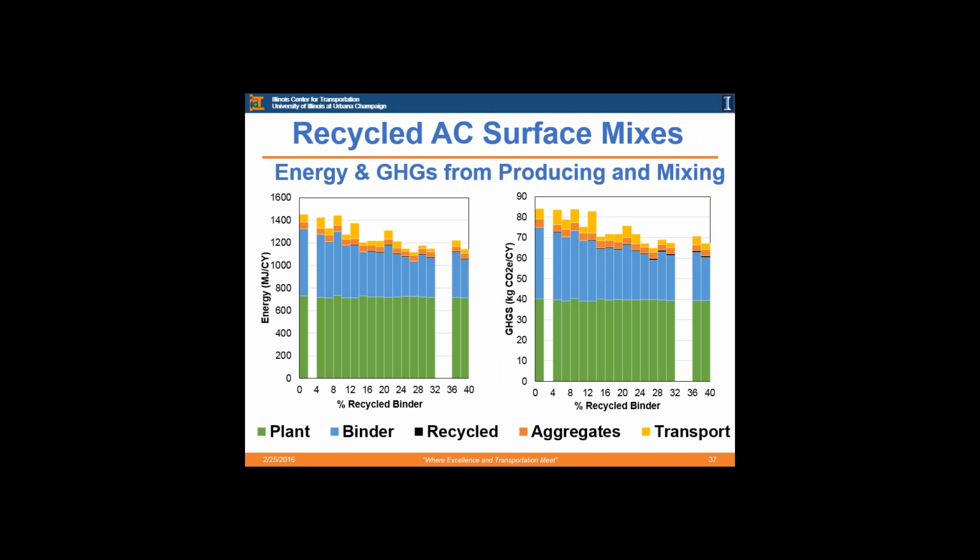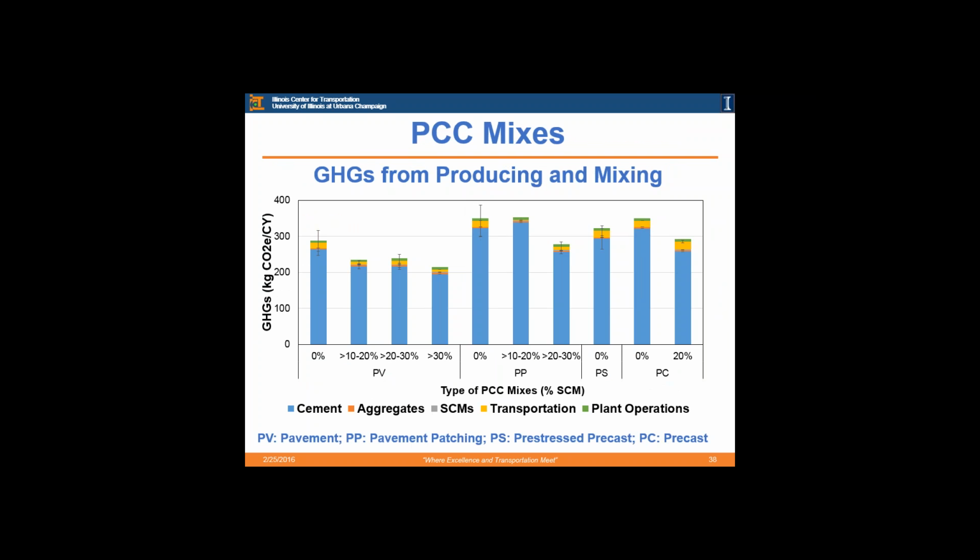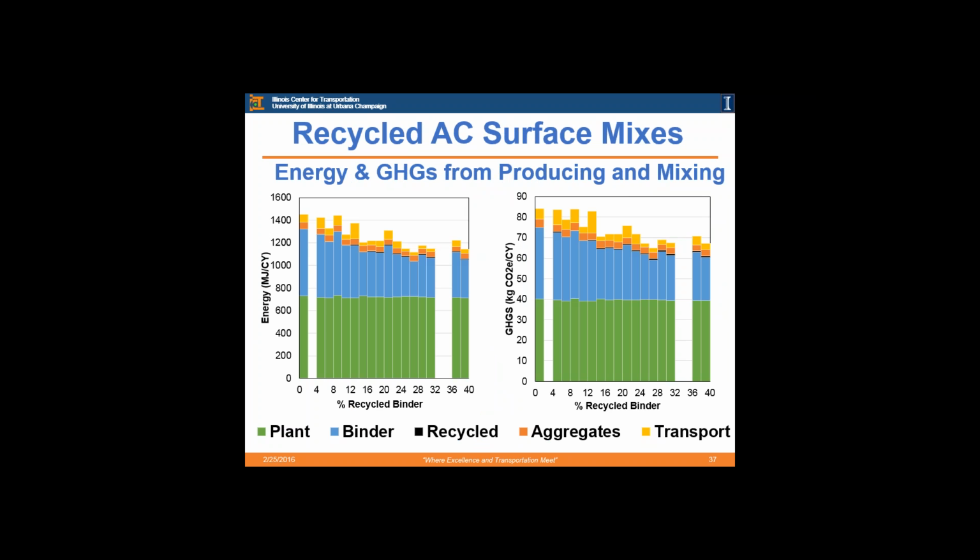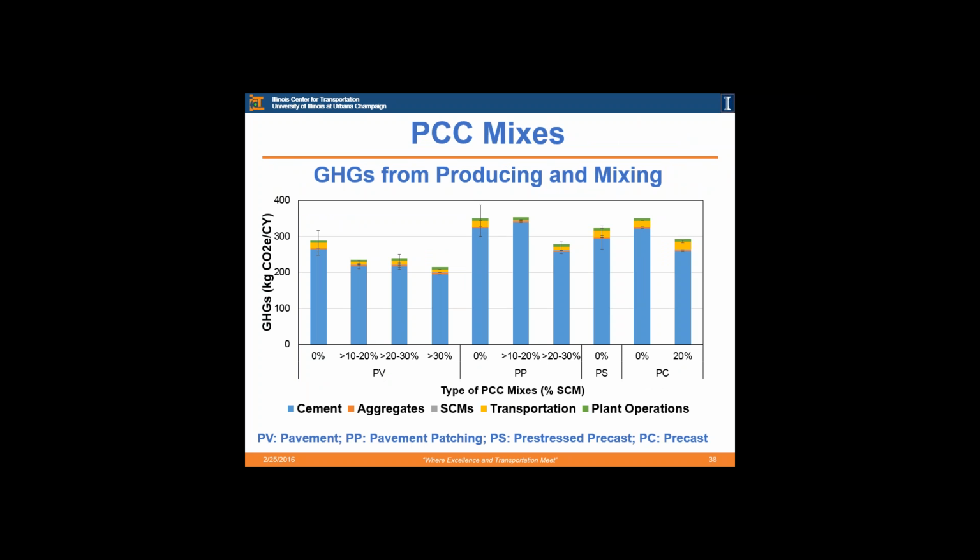And then we have here the recycled asphalt concrete surface mixes. On the left we have energy, and on the right we have greenhouse gases. So you can see, as expected, as you increase the recycled binder content, the environmental impacts are decreasing. But you can also see that the transportation does provide some variability, and it's possible that transportation and also some modified binders are lessening some of the environmental savings, as you can see in this irregular pattern.